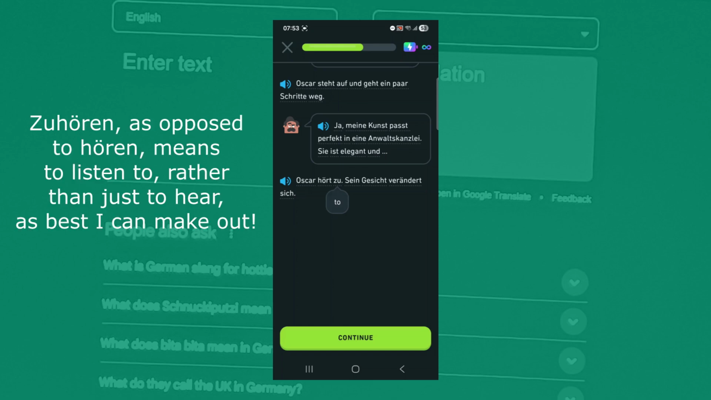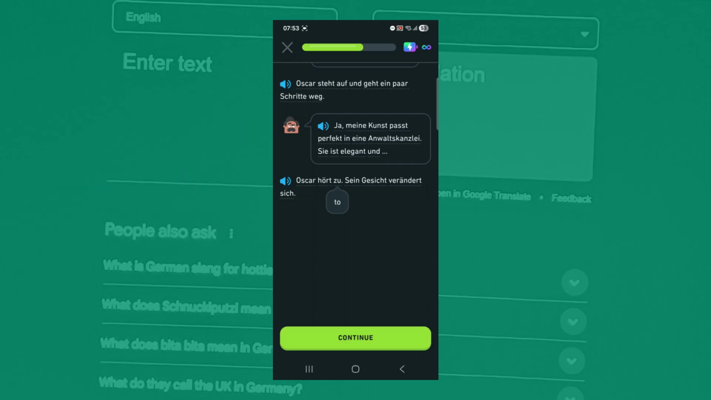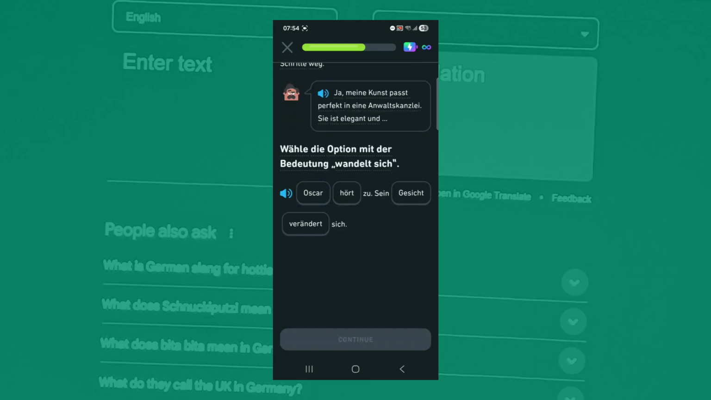I don't know what that means. His face... I want to say betrays him, but I don't know. Changes. His expression changes. It just means he listens. Transforms. Verändert sich.